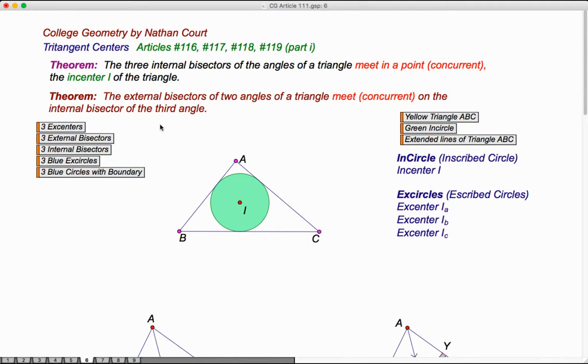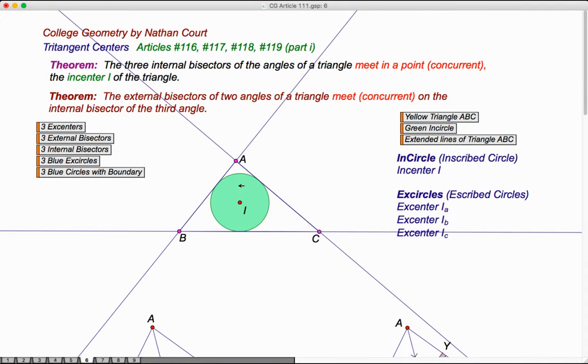Okay? And then we have the external bisectors of two angles of a triangle are concurrent with one internal bisector of the third angle. Let us extend the lines of this one. So this is the triangle, and I extended the sides of it, and that's the yellow triangle. And then the internal bisectors, these are the three internal bisectors, and the external bisectors would be these ones.